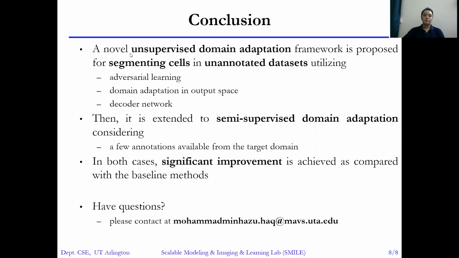Now the conclusion. In this paper, we propose a novel unsupervised domain adaptation framework utilizing adversarial learning, domain adaptation in output space, and a decoder network. Then we extend this unsupervised domain adaptation network to semi-supervised domain adaptation, considering that we have a few annotations available from the target domain. And in both of the cases, we have significant improvement over the baseline.